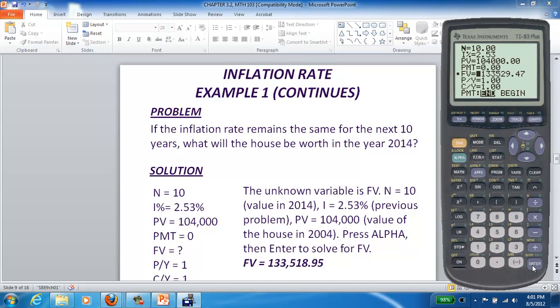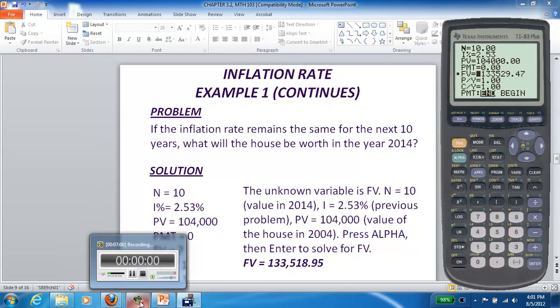So the value of the house will be 133,529.47. Now, as you can see, it's slightly different compared to what I have by using the formula. The reason is that the interest has more decimals. I use 2 decimals, but if you use the exact number of decimals, it's going to be the answer that I have in the slides.